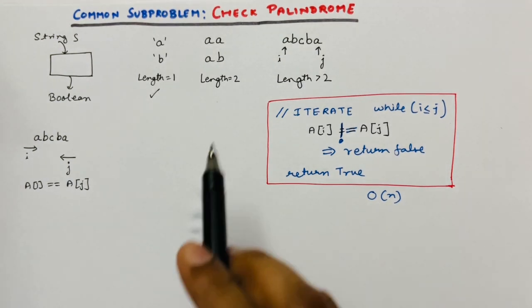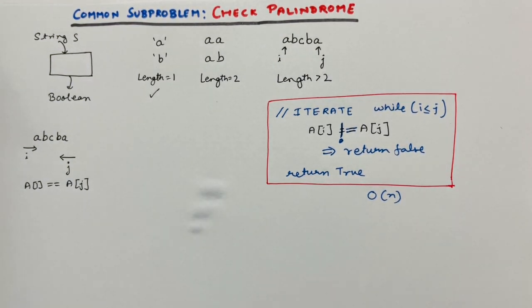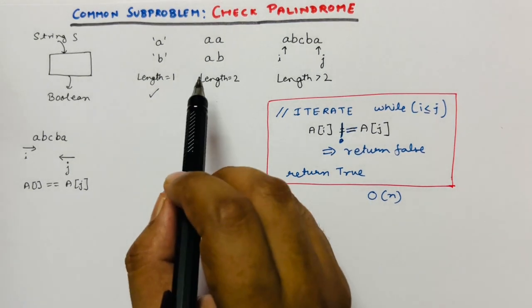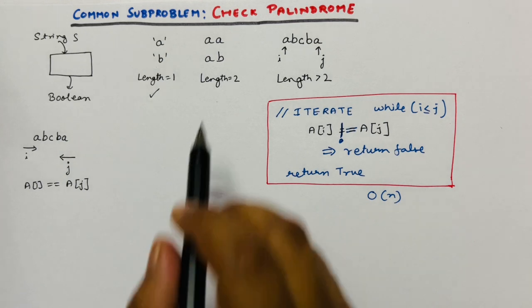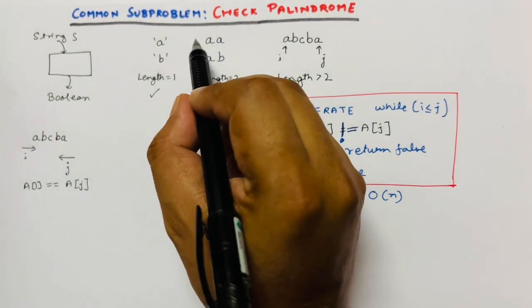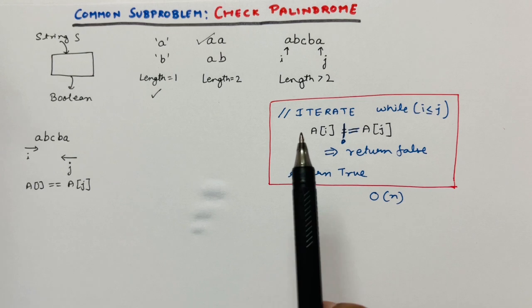But if we consider length equal to 2, are all strings of length 2 palindromes? No, because this is AB from left to right and BA from right to left. But strings of length 2 are palindromes if both the characters are the same. Therefore, what will be our approach if the string length is greater than 2?